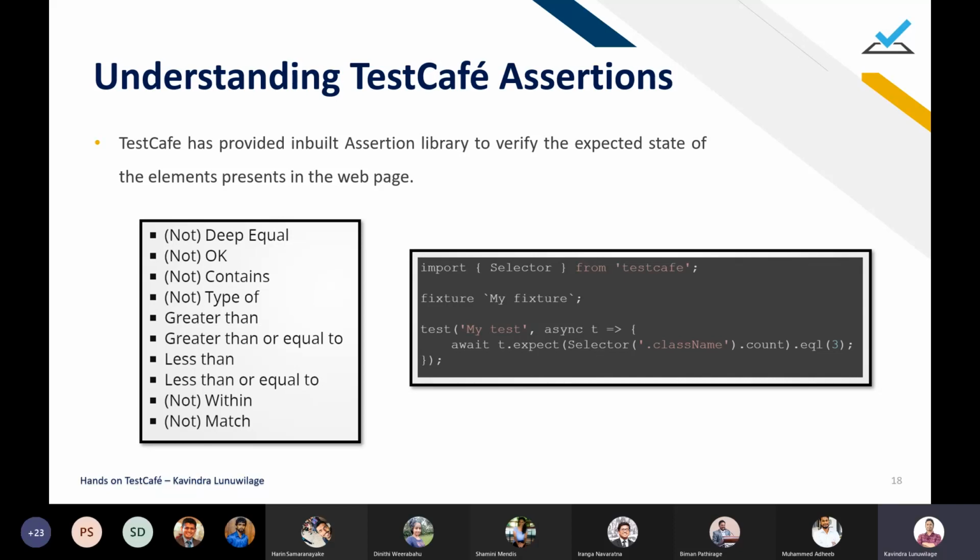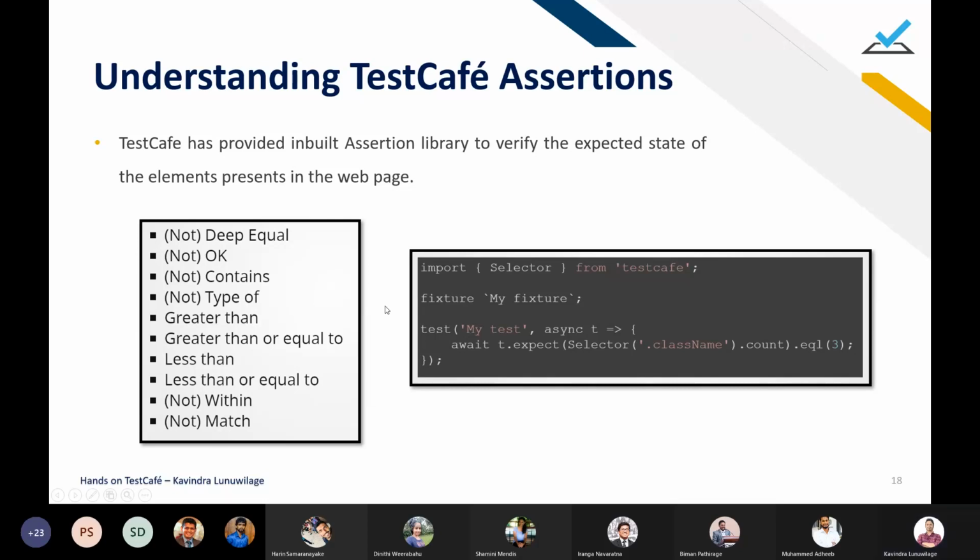This list is a few examples of assertions. You can use deep equal, is greater than, less than. There are so many assertions. So when doing the demonstration, I'll show you a few of them.